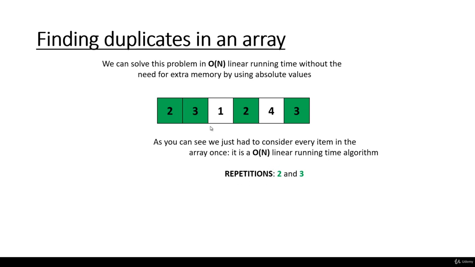So this is how we can check duplicates in a one-dimensional array in linear running time complexity. As you can see, we just have to traverse the whole array once, which means that we consider every single item on a one-by-one basis exactly once. So this is why it is a linear running time complexity algorithm without the need for extra memory. So it is an in-place algorithm, very efficient. So this is how we find duplicates in an array in linear running time complexity.